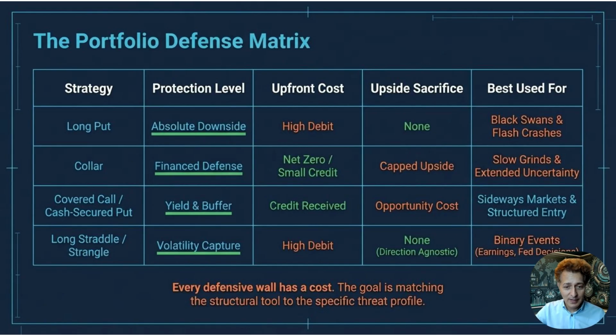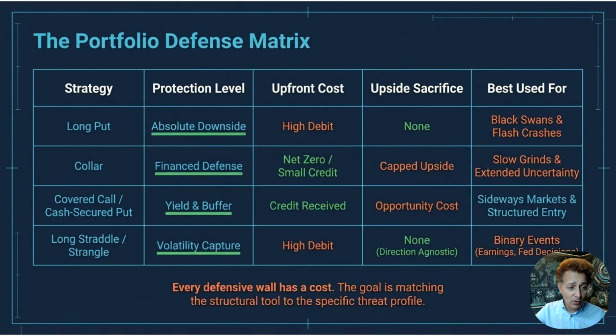With the put, to be honest, none. If it goes down, you get totally protected. In a way, the sacrifice is the fact that the debit is a high debit, it's a high cost. What about the collar? The sacrifice is that if it goes up and up, your upside is capped to the strike price of the call you sold.